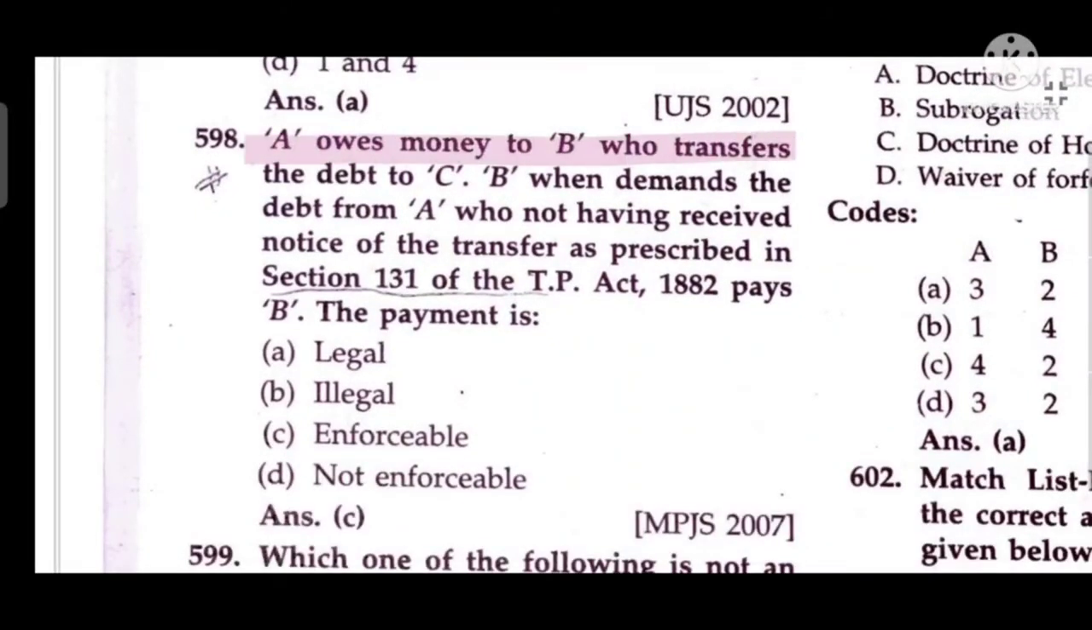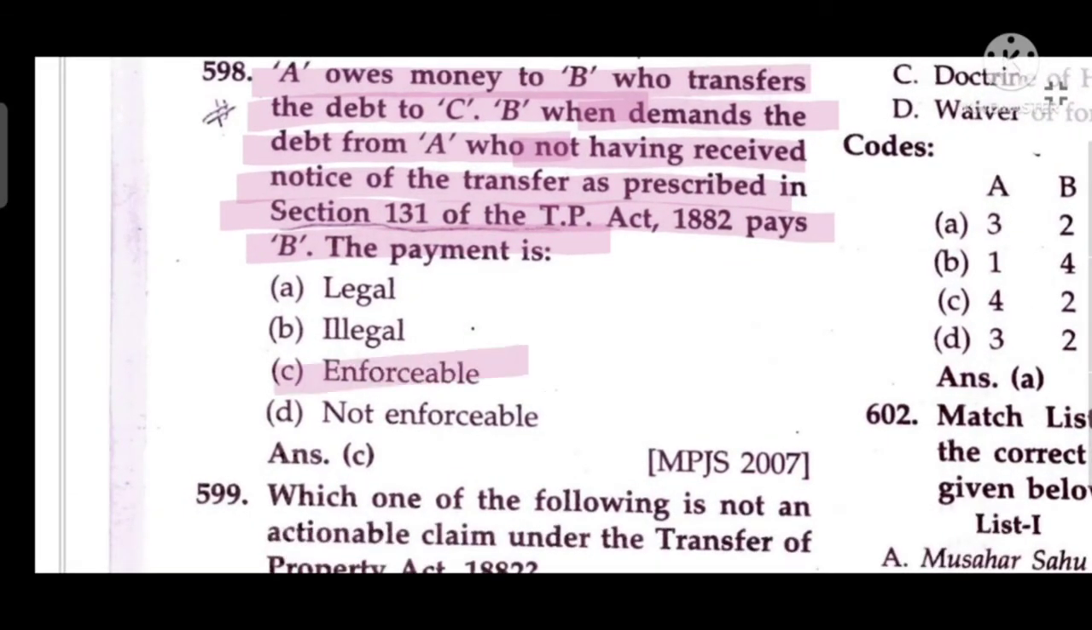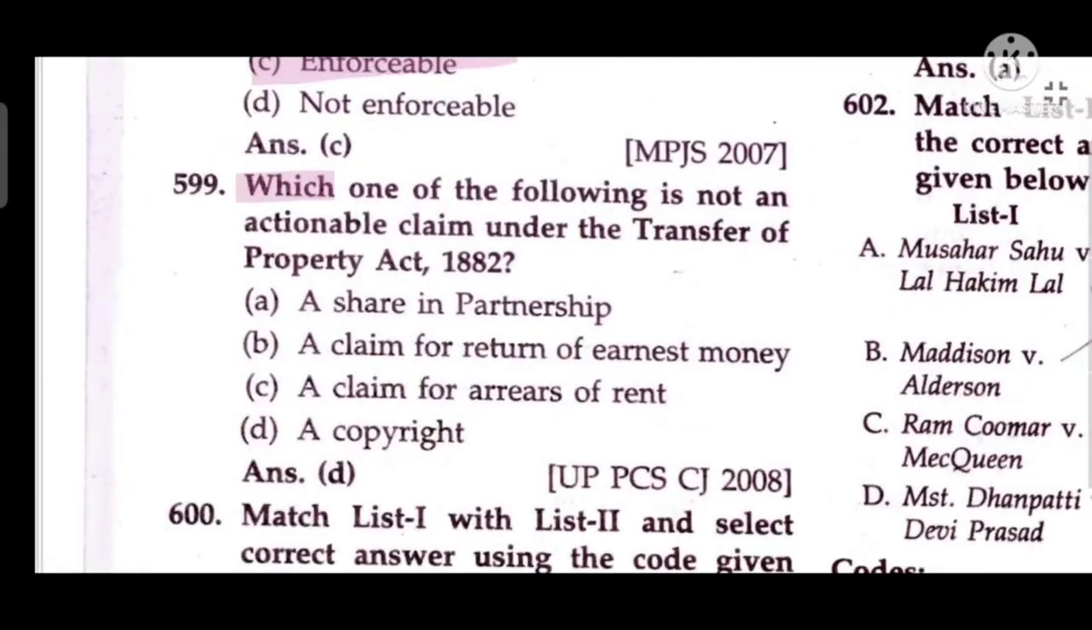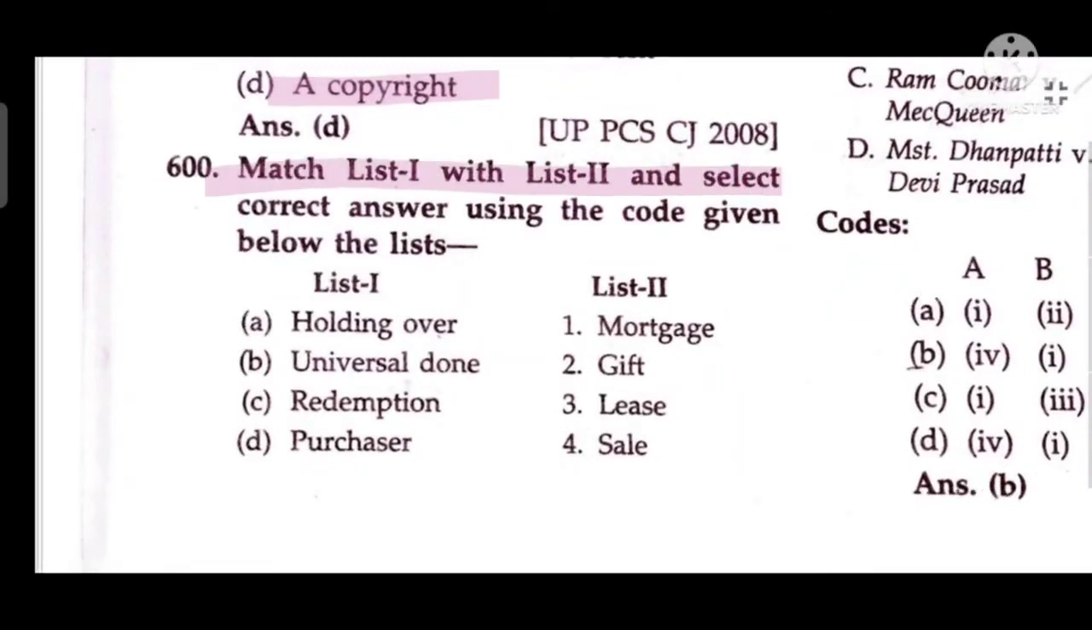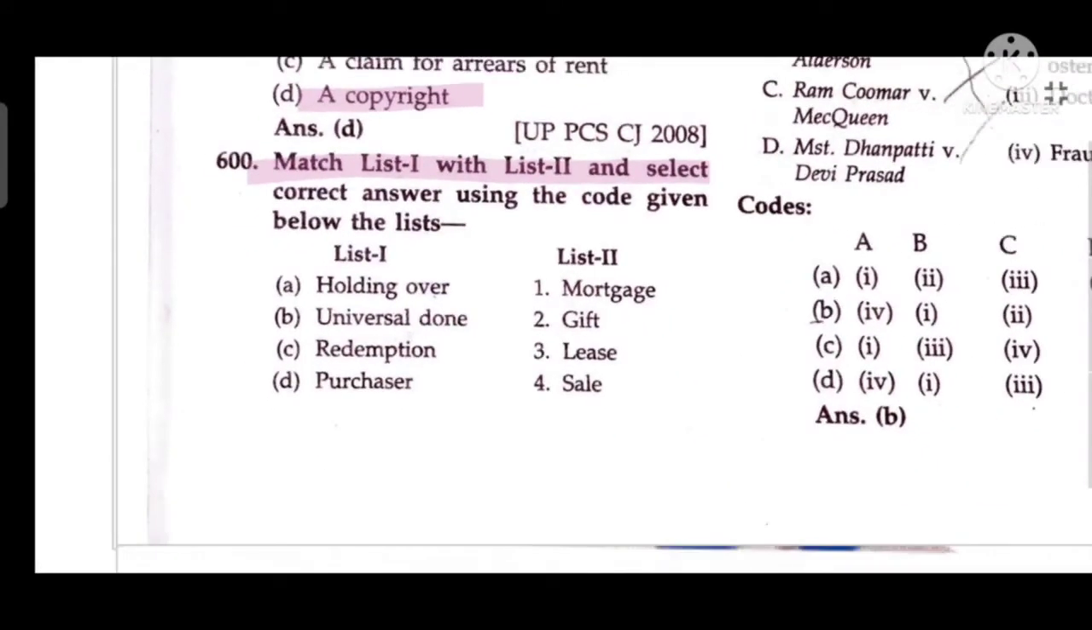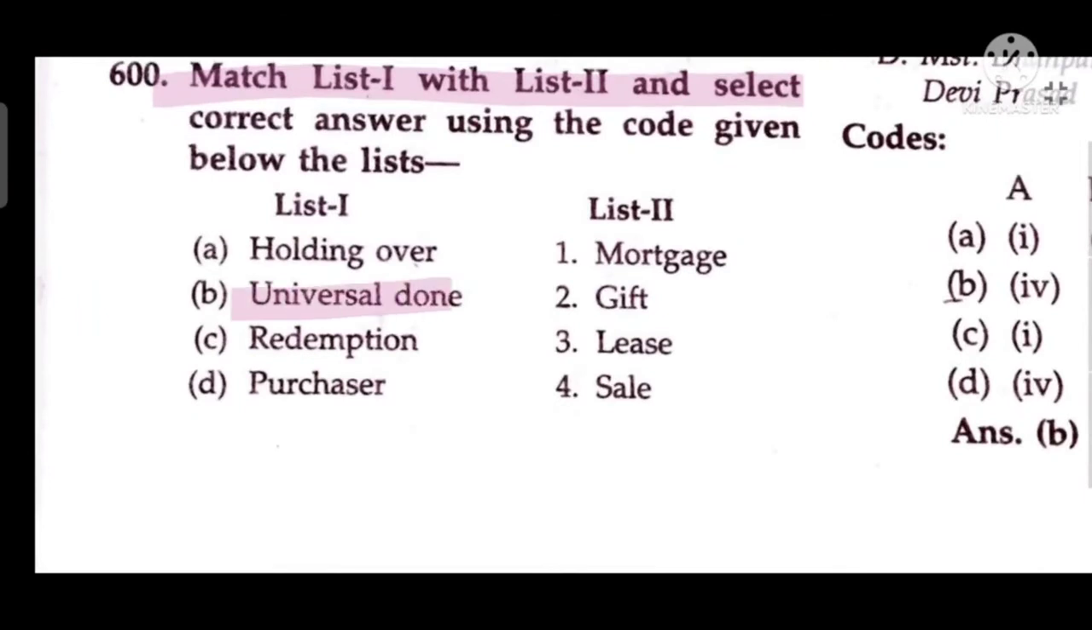A owes money to B, who transferred the debt to C. B demands the debt from A, who has not received notice of transfer as prescribed in Section 131 of the TP Act, and pays B. The payment is enforceable. Which one of the following is not an actionable claim under the Transfer of Property Act? A copyright. Match the list one. Universal donee, gift, redemption, mortgage, purchase, sale, holding over lease.